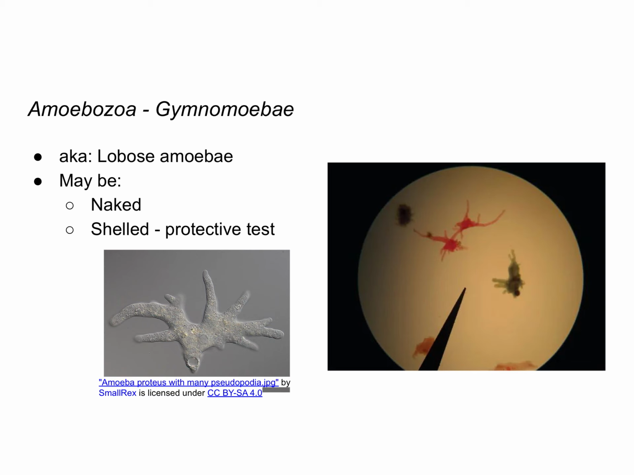The gymnamoeba, and I apologize for the typo here, are also known as lobose amoebae, and they might be naked or shelled. And shelled just means that they have a protective test, and this test is just kind of another word for a shell or a coating around it. And you can see those pseudopodia really well in these pictures here. So these little extensions here are the pseudopodia. You can see them on this image as well.